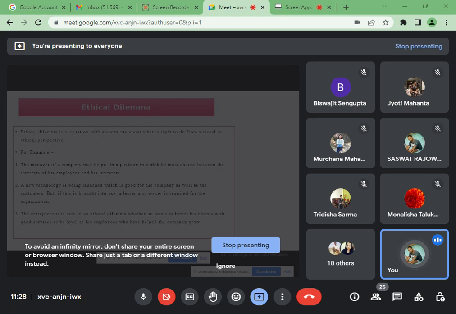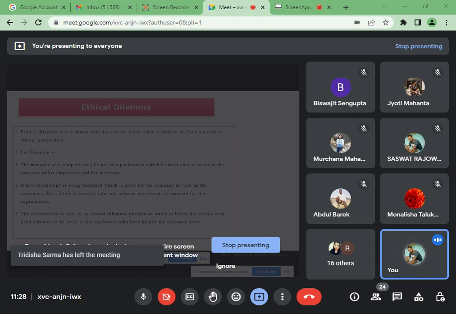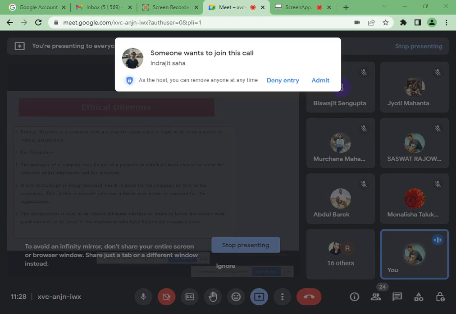So what does the term ethical dilemma mean? An ethical dilemma is a situation with uncertainty about what is right to do from a moral or ethical perspective. For example, a manager of a company may be put in a position in which he must choose between the interest of his employees and his own interests.